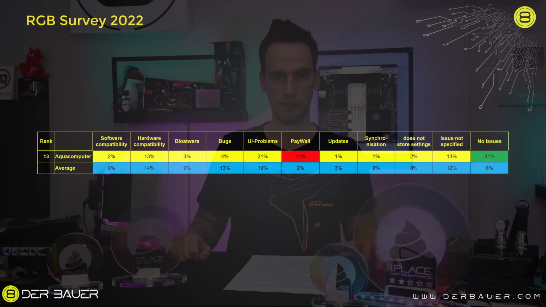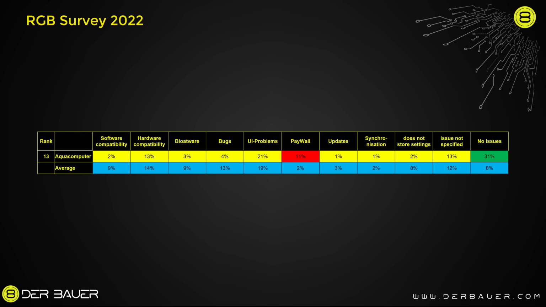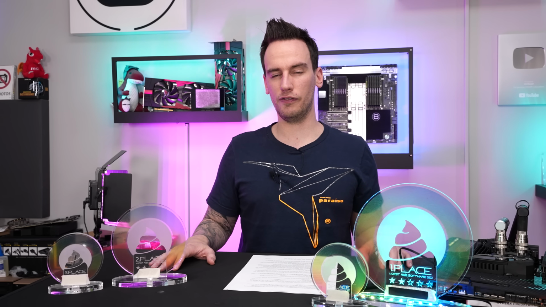And then it's not synchronizing or it's not keeping the settings you set inside the RGB software. And going back to the Aquacomputer example, you can see the average on the bottom in blue. So for example, 14% of you on average complained about hardware compatibility issues. And with Aquacomputer, this was 13%. And this way we can determine if some of the software might be a lot worse than others.